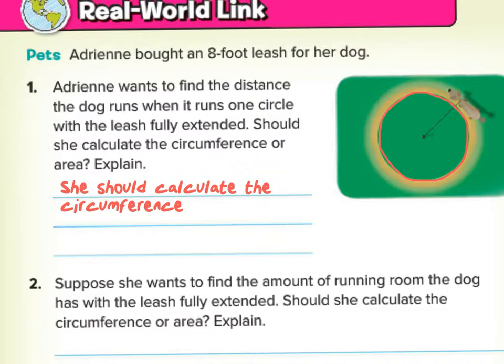Okay, so let's look at question 2. Suppose she wants to find the amount of running room the dog has with the leash fully extended. Should she calculate the circumference or the area? Running room, the running room. So with the leash fully extended, the running room, how far can it run? Okay, as far out to the rim. So all of this in here is considered running room, right?